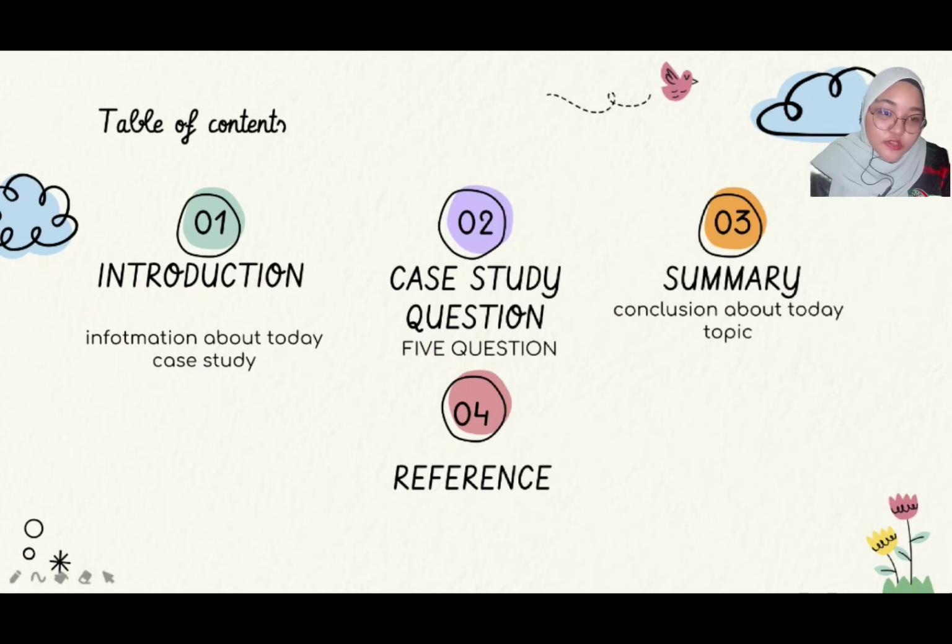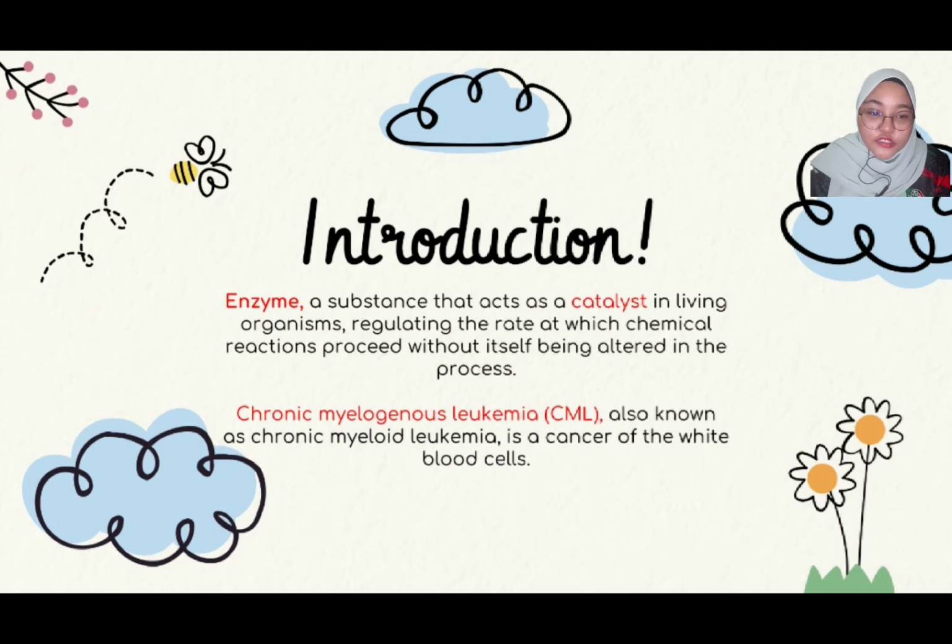So let's talk about the introduction. The introduction I will tell today is about the enzyme and also chronic myeloid leukemia, or also known as CML. So the enzyme is a substance that acts as a catalyst in living organisms, regulating the rate at which chemical reaction processes occur without itself being altered in the process. That is the definition of the enzyme. And CML, also known as chronic myeloid leukemia, is cancer of the white blood cell.